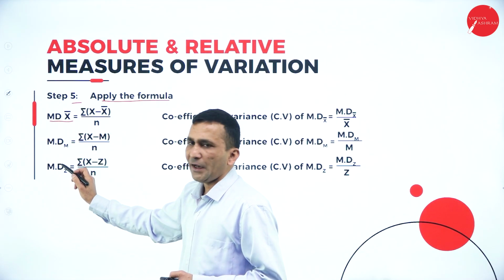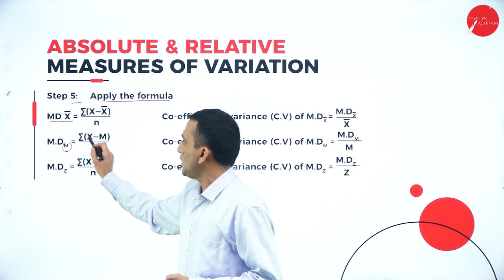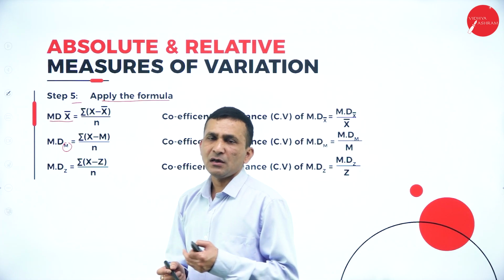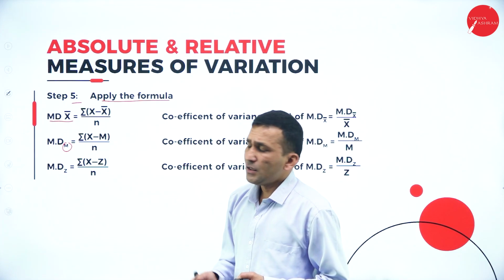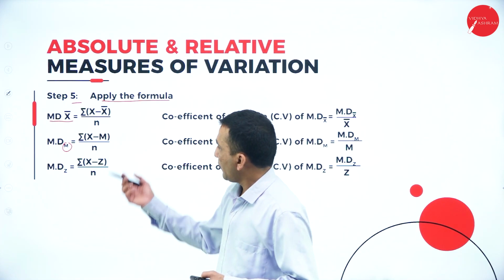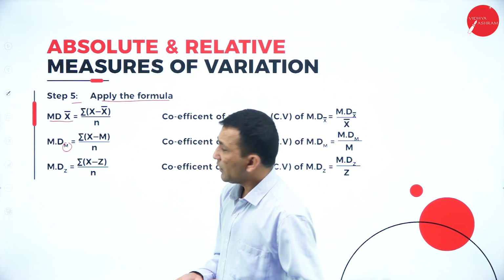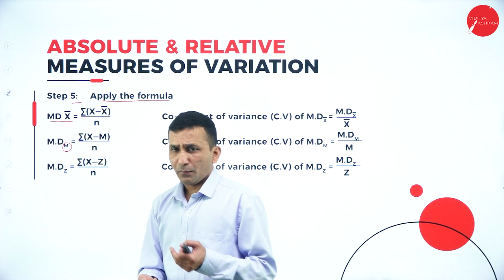If they are asking to find out with the help of median, so sigma |X minus median|, because we remembered median steps also when we have solved the problem. So we need to follow the median steps divided by number of observations.